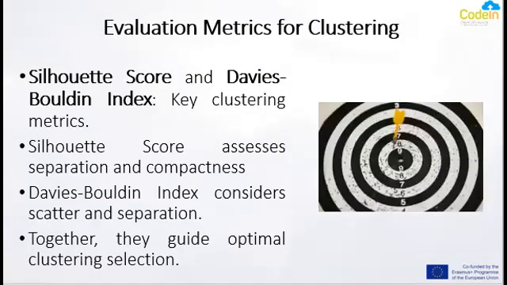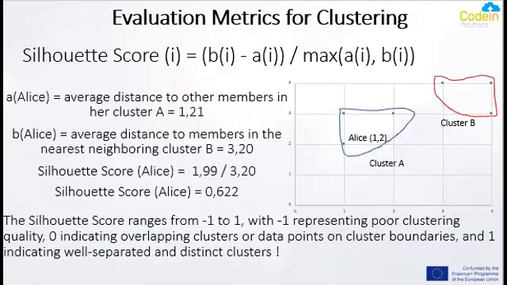Among the evaluation metrics for clustering, the silhouette score and Davies-Bouldin index are the most important metrics. They provide complementary insights into the quality of clustering results. The silhouette score assesses the separation and compactness of clusters, while the Davies-Bouldin index considers both the within-cluster scatter and between-cluster separation. Considering these two metrics together can provide a more comprehensive understanding of the clustering performance and guide the selection of the optimal clustering solution.